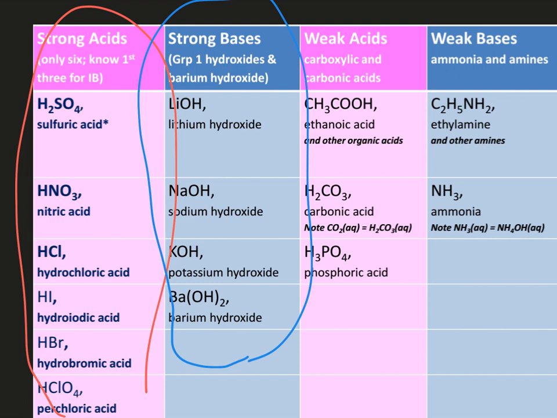But according to IB, as we like to say, it's these 4 in particular that are the strongest, or that have no exceptions to a 100% dissociation rate. And so the ones you need to know for them are lithium hydroxide, sodium hydroxide, potassium hydroxide, and barium hydroxide.